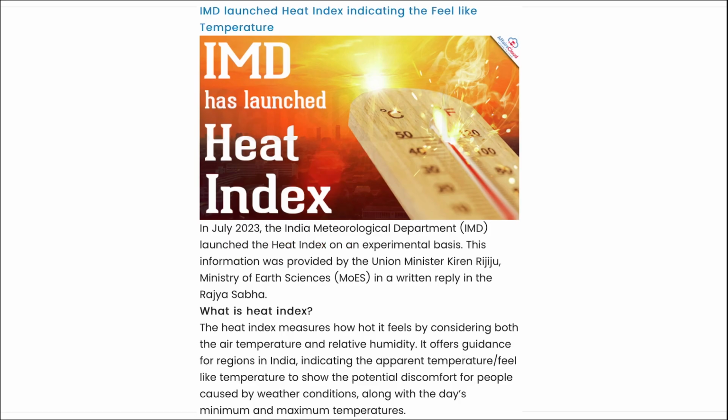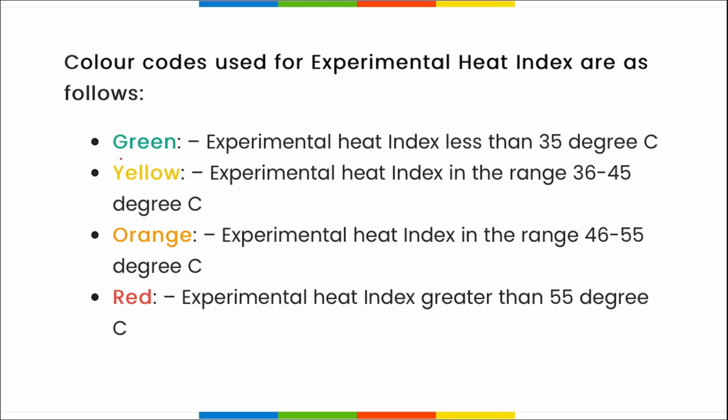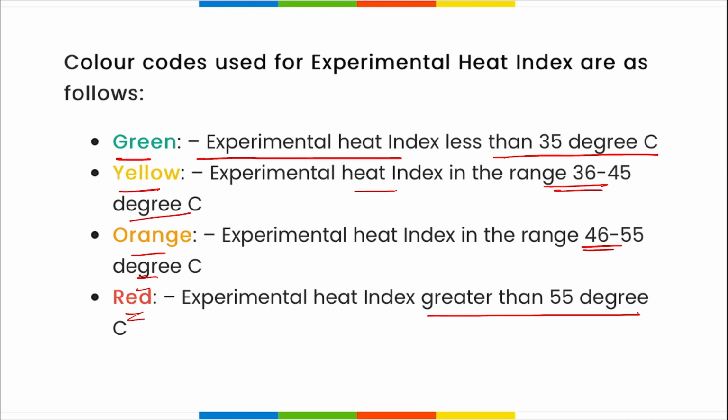If we look at some of the heat indexes here, see, for green, the experimental heat index is less than 35 degrees Celsius. For yellow, the heat index is in the range of 36 to 45 degrees Celsius. For orange, 46 to 55, and for red, it is more than 55 degrees Celsius. That means it is quite hot there, right?